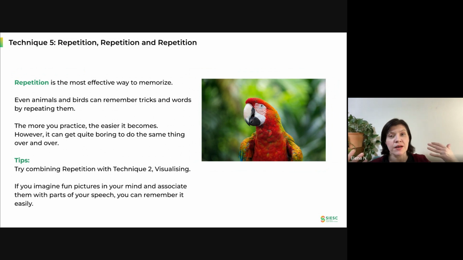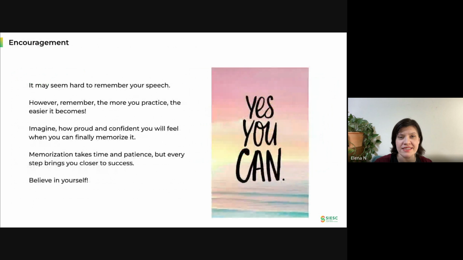For example, you can combine visualizing and repetition and try different ways to do this. If you imagine fun pictures and associate them with parts of your speech, you can remember it easily, and if you repeat it many times, then I'm sure you will successfully memorize your speech. And of course, it may seem hard to remember the speech because it's long and maybe you haven't done it before. So remember, the more you practice, the easier it becomes. It becomes more natural.